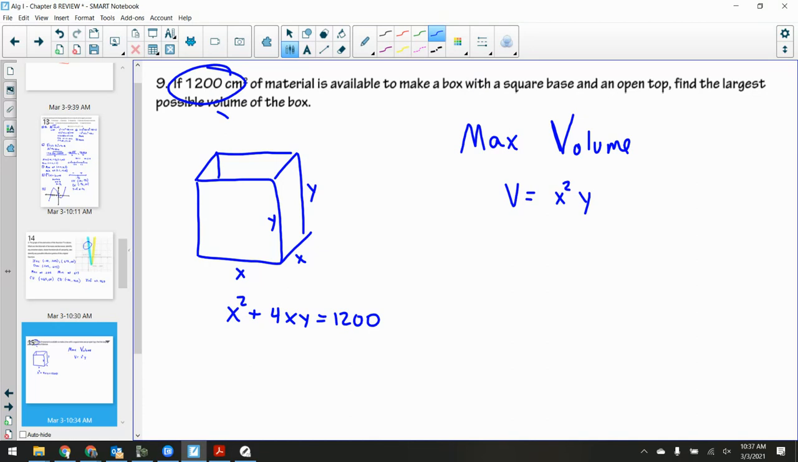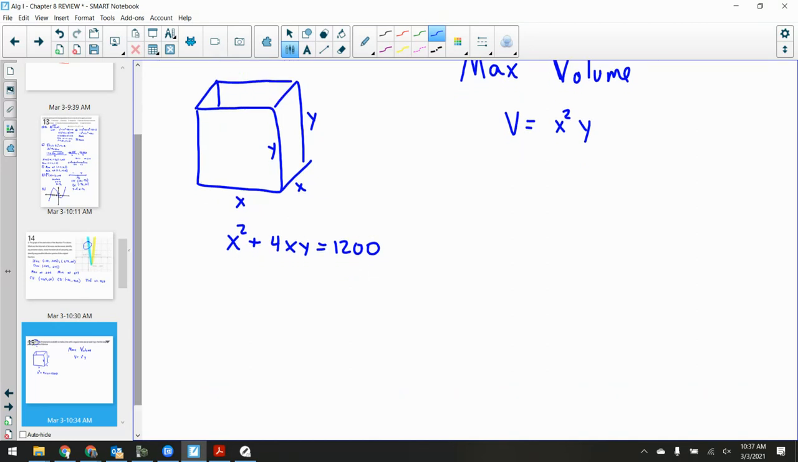All right. Well, let's solve this for y, shall we? Subtract over the x squared. 4xy is equal to 1,200 minus x squared. And then let's divide by 4x. I'm going to divide each part by 4x because I want to simplify it as much as possible. So 1200 divided by 4 is 300 over x. And then I've got x squared divided by 4x, so I'm going to say x over 4. I could have also said 0.25x if I really wanted to. 1/4 of x.